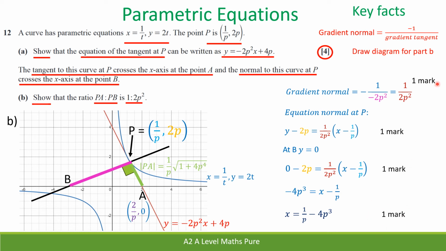So you can see on this page here, I've got 1, 2, 3, 4 marks quite close together on this stage here. So coming through to this x coordinate here of B, which is going to be 1 over p minus 4p cubed, 0.